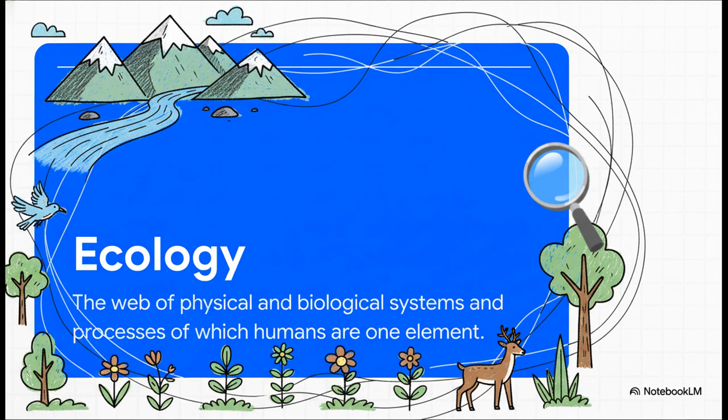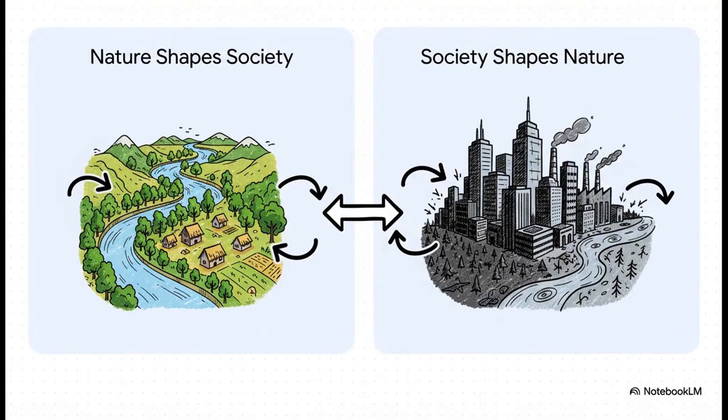And here's the most important takeaway from this. Humans aren't standing outside of this web just looking in. We are an integral part of it. This interaction is a two-way street, as this slide shows so clearly. On one hand, you can see how nature shapes society. Think about fertile plains, which make agriculture and dense populations possible. But on the other hand, society dramatically alters nature. Our cities and industries literally reshape the natural world. It's a constant back-and-forth process.